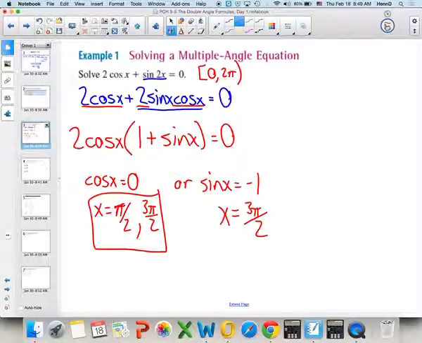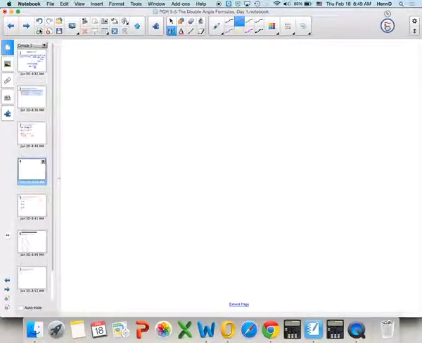So that's one example of an equation that we can solve that involves multiple angles. Let's try another one just for kicks. Let's say we've got one like this: 3 sine of x plus cosine of 2x equals 0.